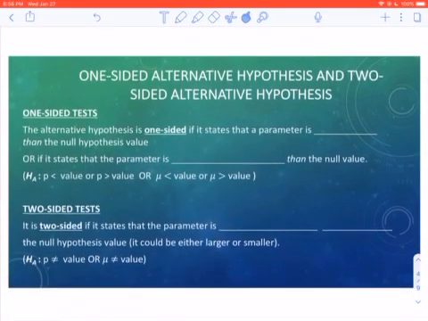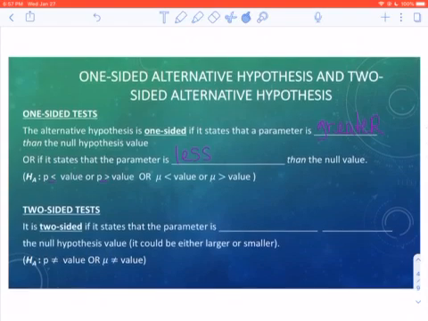There are two possible types of tests. You have one-sided alternative hypotheses or two-sided alternative hypotheses. The alternative hypothesis is one-sided if it states that a parameter is greater than the null hypothesis value or if it states that it's less than the null hypothesis value. So it's just one direction either way. It can also be less than or equal to or greater than or equal to, but normally it's just less than or greater than.